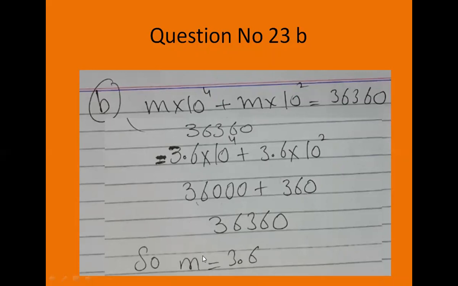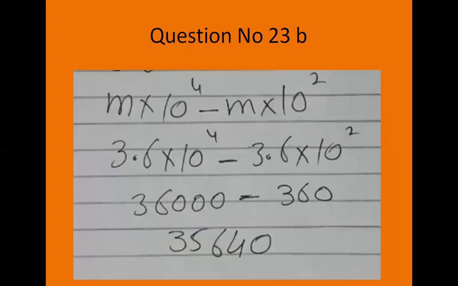From here, I guess that the value of m is 3.6. But it's a very difficult way in which I have worked. I just guessed that the value of m is 3.6. So when I multiply 3.6 with 10 to the power 4, I get 36000. And when I multiply 3.6 with 10 square, I get 360. When I add these two, I get 36360. So the value of m is 3.6 basically.